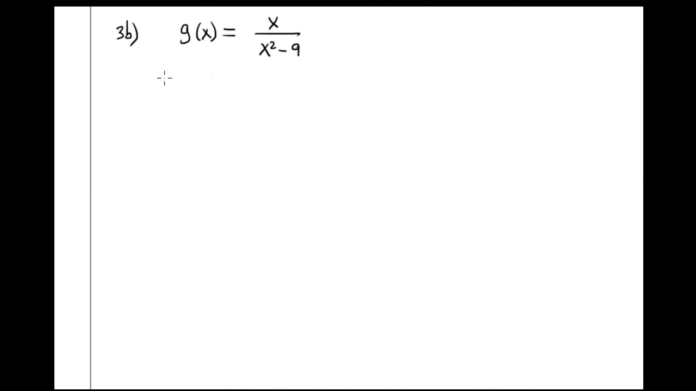Okay, now let's go to the calculus part. Compute the first derivative. You apply the quotient rule. The denominator is x squared minus 9, squared. The derivative of x with respect to x is 1, times x squared minus 9, the denominator expression, minus x times the derivative, which is 2x.